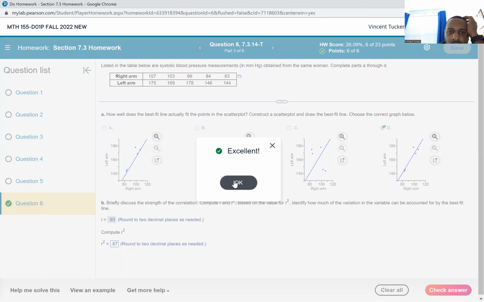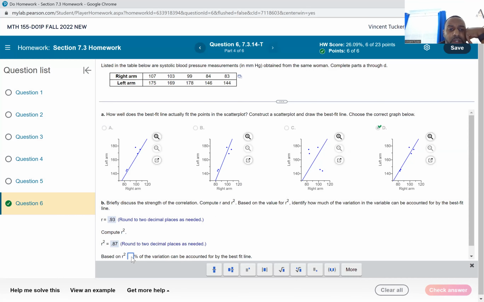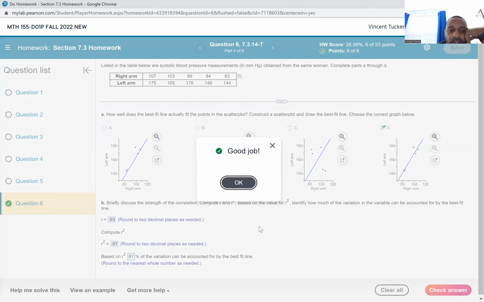All right. Any questions so far? And then I just showed you that R squared, you convert that to a percentage by moving your decimal 2 places to the right. So 0.87 is 87% based on R squared. 87% of the variation can be accounted for by the best fit line. So that's that.